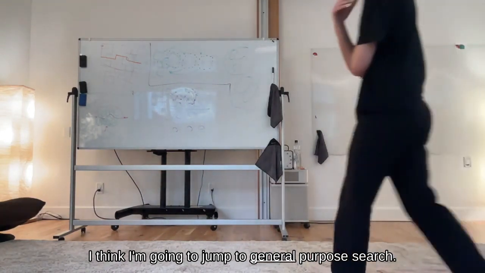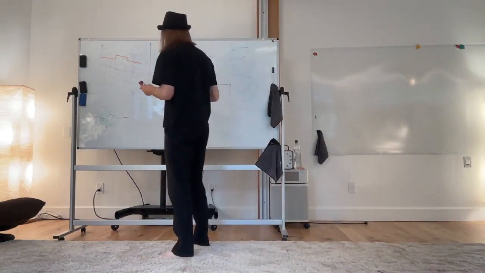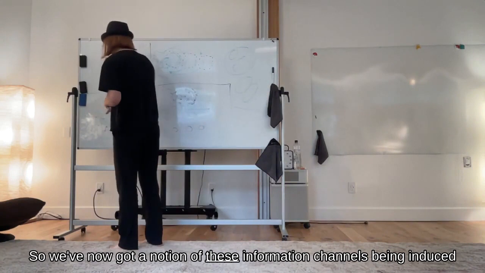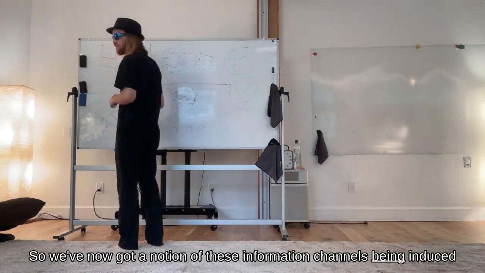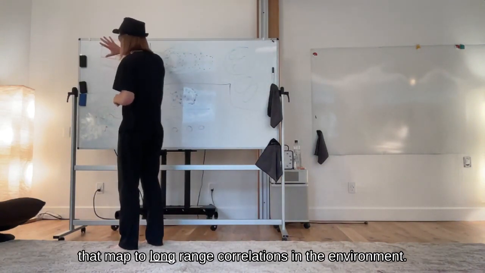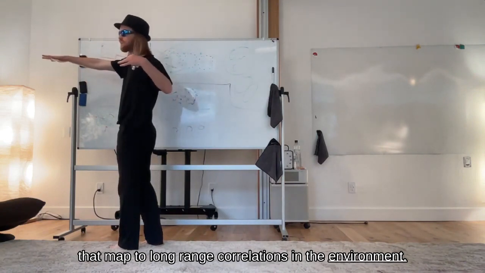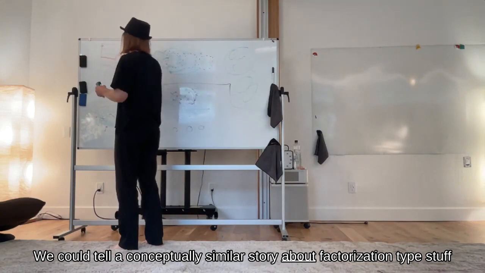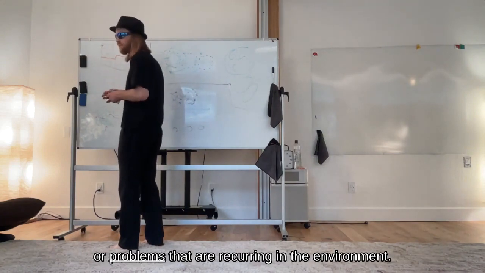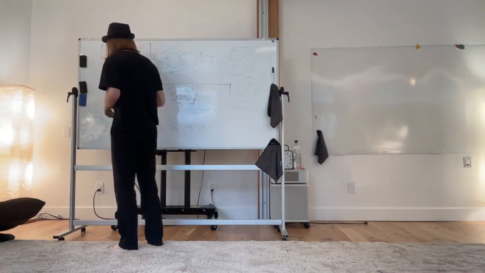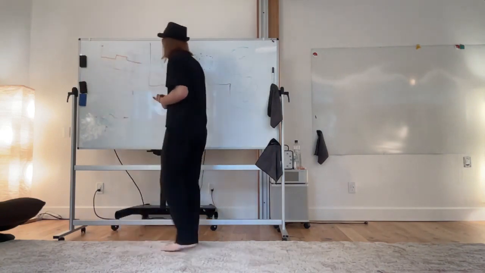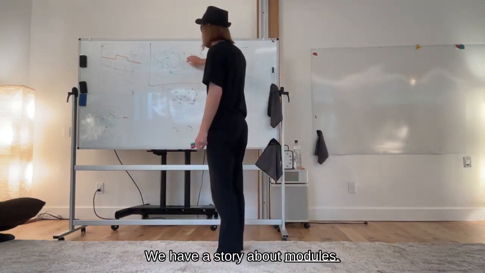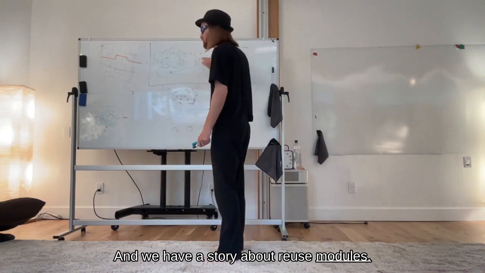I think I'm gonna jump to general purpose search for this one. So we've now got a notion of these information channels being induced that map to long-range correlations in the environment. We could tell a conceptually similar story about factorization type stuff for problems that are recurring in the environment. Selection pressure ends up doing a conceptually similar thing. We have a story about modules, and we have a story about reuse of modules.